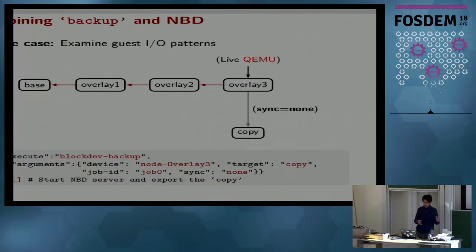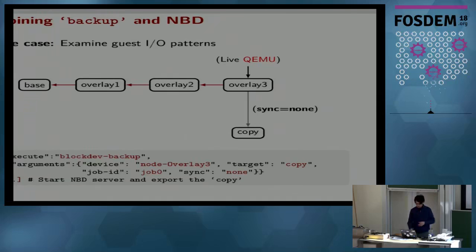One of the things that I hear is if you want to examine guest I/O patterns by an external tool, you can simply copy the entire chain, or only the current writes. Actually, no. When you're examining guest I/O patterns, you want to see the current patterns, and you can say, please only sync all the current writes to the copy on a destination, and you can examine them. Apparently, some virus scanners and other such use cases exist for that.